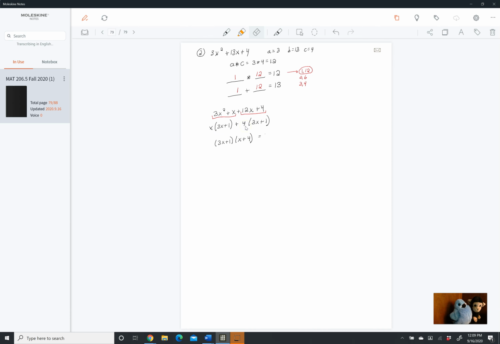Set this equal to 0 to find the roots. So this is the same. We're using the 0 property to say 3x plus 1 equals 0, x plus 4 is equal to 0. I'm not going to go through and solve these in the interest of time. I'm just going to write down our answers. So our roots are x equals negative 1/3. You would subtract the 1 from both sides and divide by 3. And negative 4, you subtract 4 from both sides. Those are our roots there.